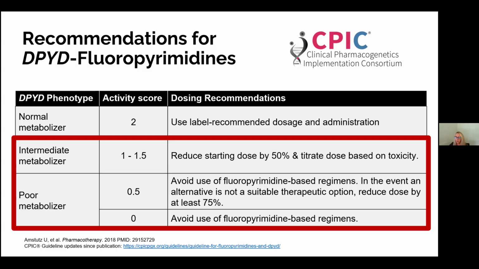However, if the patient is a poor metabolizer with an activity score of 0.5, in other words, they have minimal DPD enzyme activity, and there's not a suitable alternative to fluoropyrimidine treatment, it is recommended to start with a drastically reduced dose. Reducing the starting dose by at least 75% would be recommended.